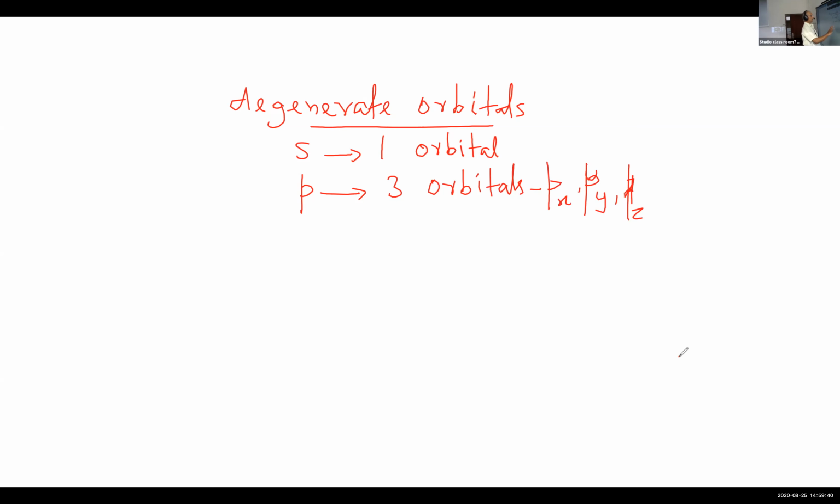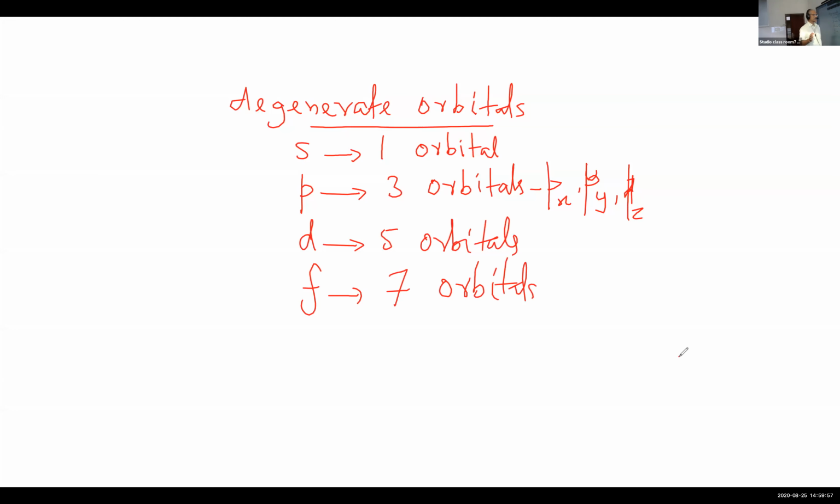Okay. Now you come to the D. Do you remember? 5 orbitals are possible. You come to the F subshell, 7 orbitals are possible. Now, you come to the energies of these orbitals in a subshell, the energy of the orbitals in a given subshell. Come to the p subshell first.